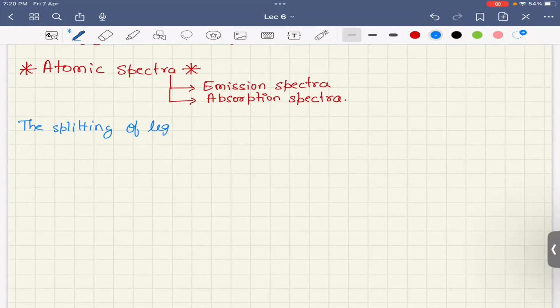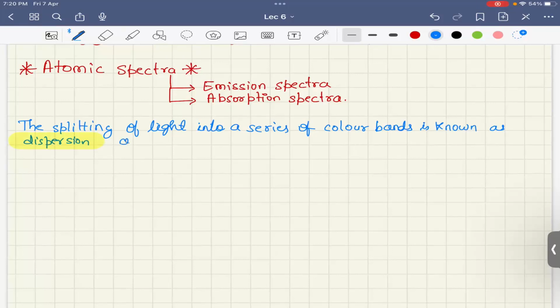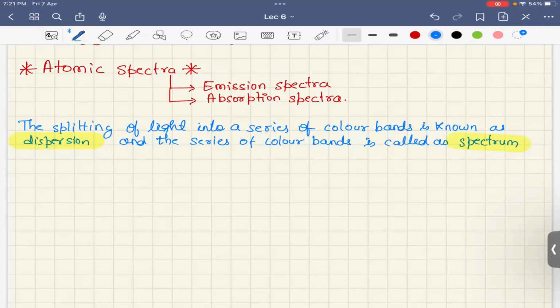right? So the splitting of light into a series of color bands is known as dispersion, right? And the series of color bands is called a spectrum. In this spectrum, there is a continuity of color, that is one color merges into the other without any gap or discontinuity, and such a spectrum is known as a continuous spectrum, right? The continuous spectrum can also be obtained from the light emitted from some incandescent substance, right?